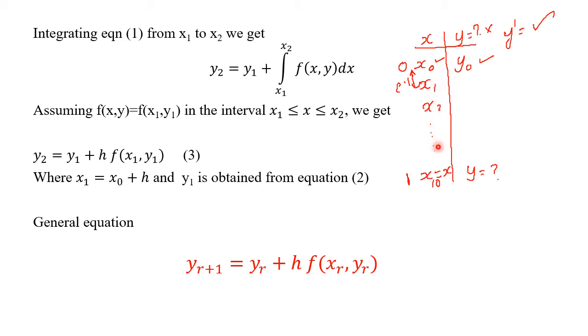Then we march to x3 y3, so on and so forth. And then we march to x10 y10. That is xy. So thus we reach the required point. Alright, so this is why we call it marching.